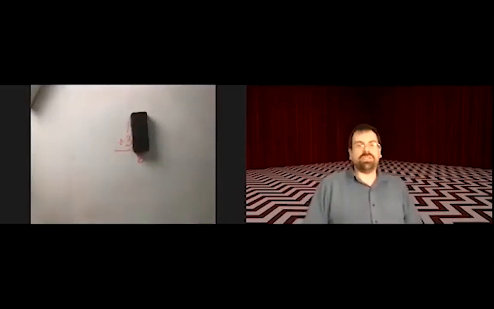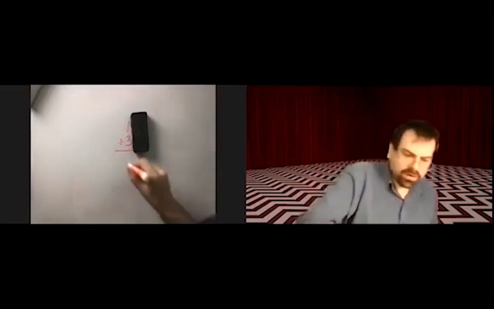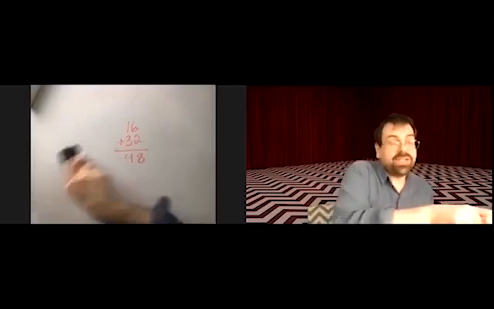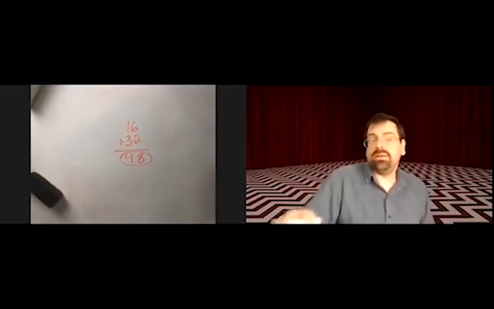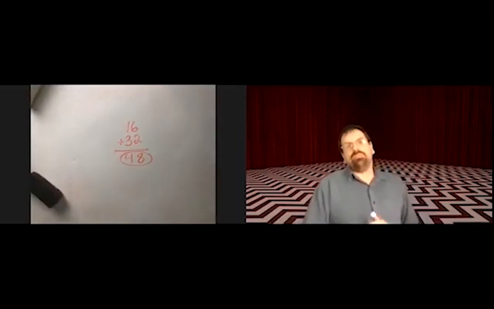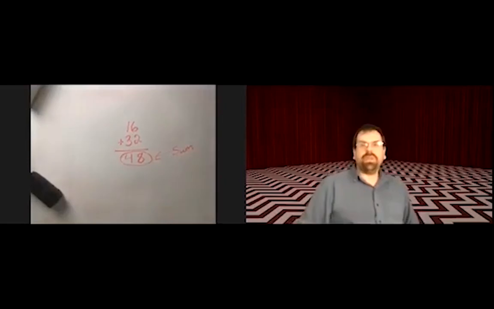Move to the next column. What's 1 plus 3? 1, 2, 3, 4. I added 3 to the 1, 4. So the answer here would be 48. When we add 2 numbers, our answer is called a sum.